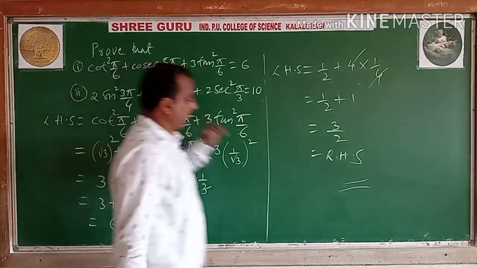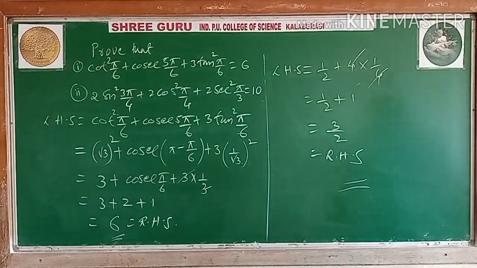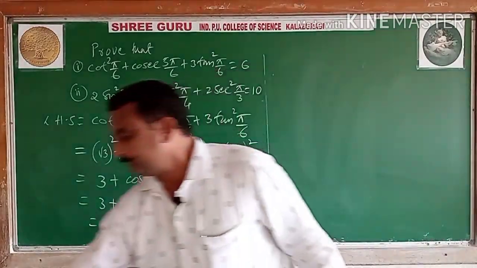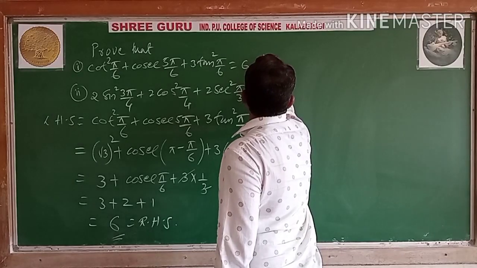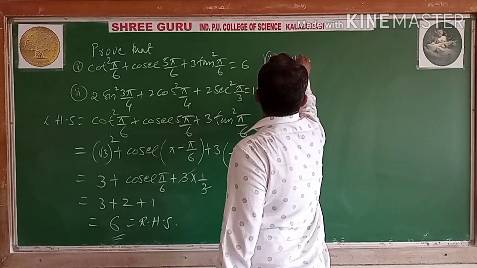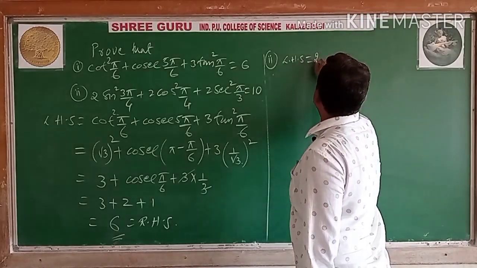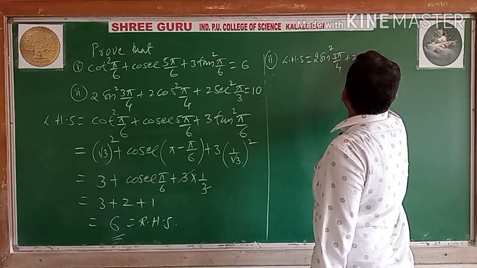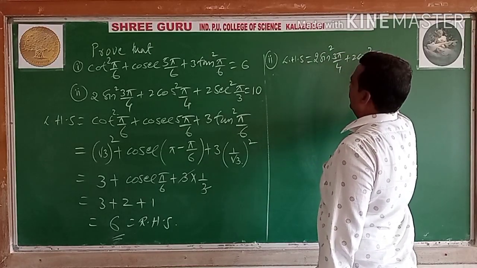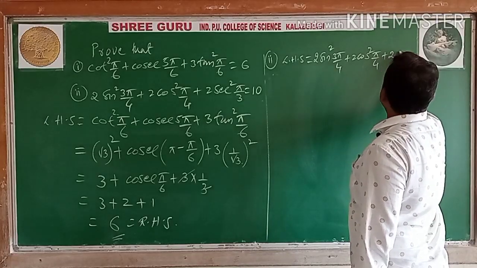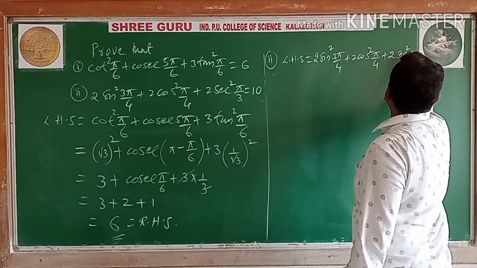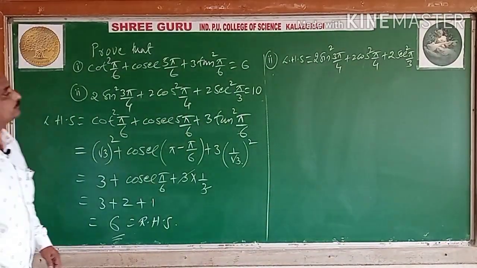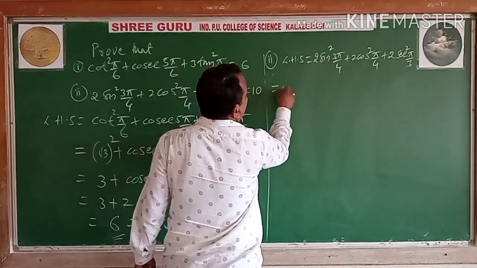Second one, 10 you have to prove. I think the first one is completed, student. I will go for the second one. LHS of second one, second example: 2 sine square of 3 pi by 4 plus 2 cos square of pi by 4 plus 2 secant square of pi by 3. All the functions are squares. Let us see, student.